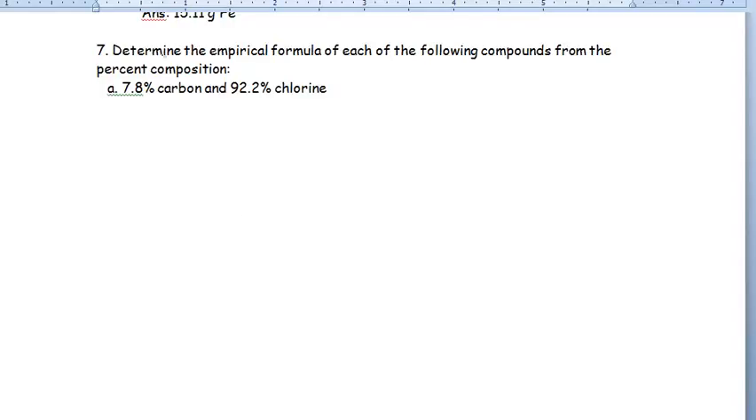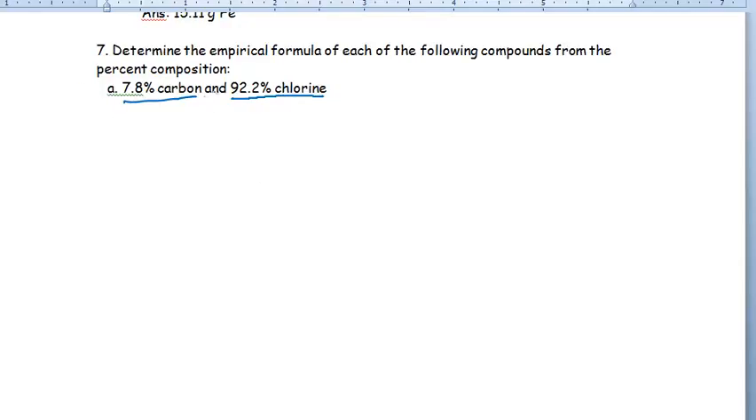So this is yet a third variation on calculating percent composition. It says determine the empirical formula of each of the following compounds from the percent composition. And the first one we have, compound A, we pretend that they've taken this compound to the lab, they did elemental analysis and determined that 7.8% of the compound is carbon, and the balance, 92.2% of that compound, is chlorine.